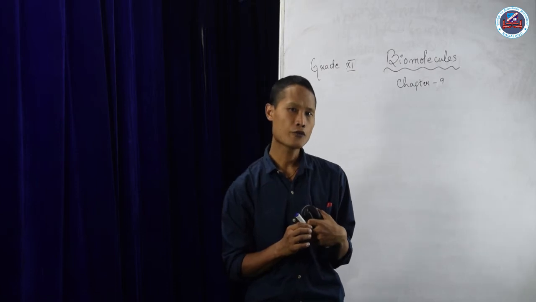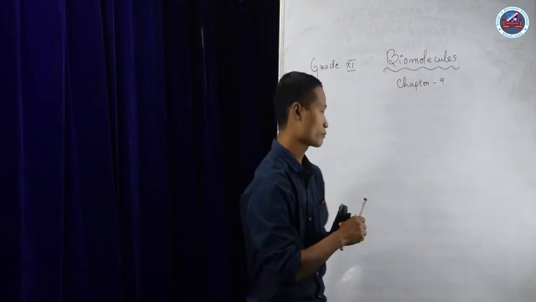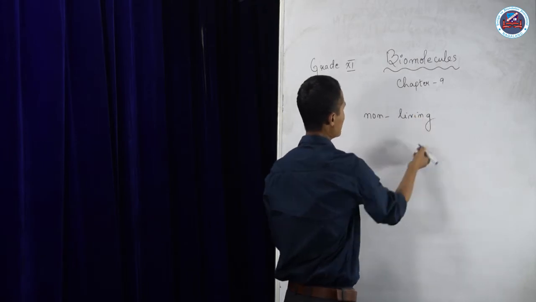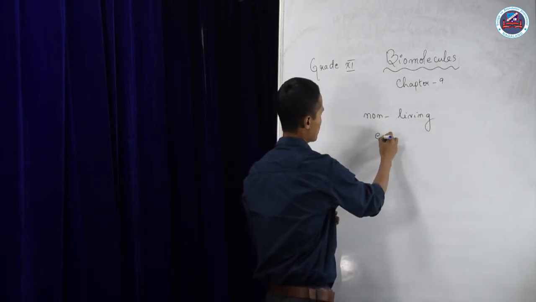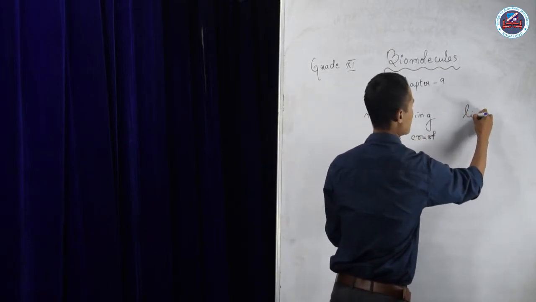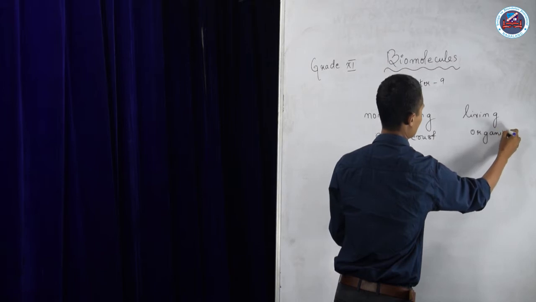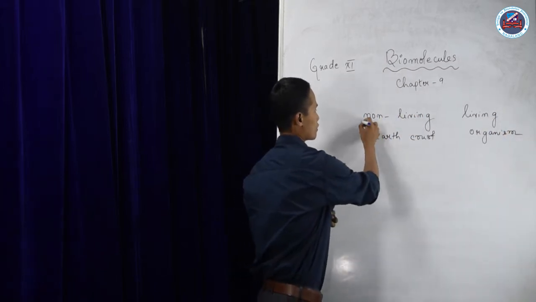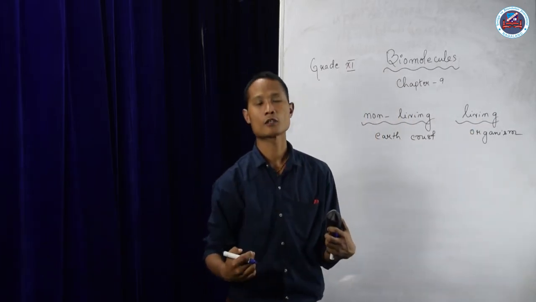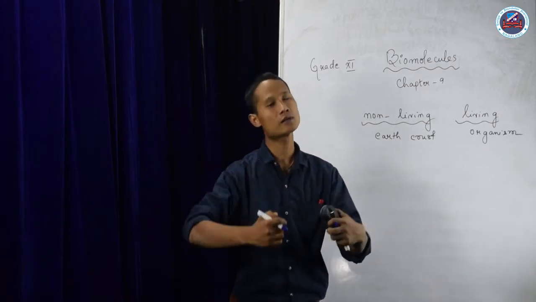Now if you compare the earth crust, a non-living system, just say a piece of earth crust, or a living system or living organisms. As I say, living organisms, including human beings, have various elements. We are made up of various elements.